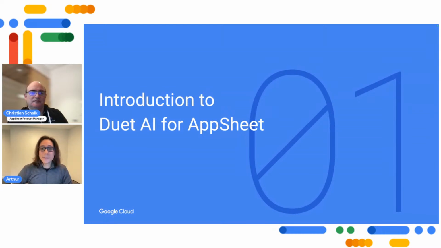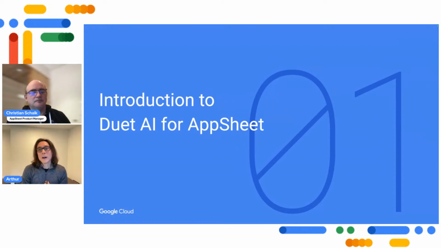Duet AI is an artificial intelligence model that essentially is available throughout Google products, right? Overall, Duet AI is available in Google and not just in AppSheet. That being said, each product, like AppSheet, has its own Duet AI. So for example, if you've heard of Duet AI for BigQuery, or if you've heard of Bard, another large language model, it doesn't mean that they're going to be available inside of AppSheet.